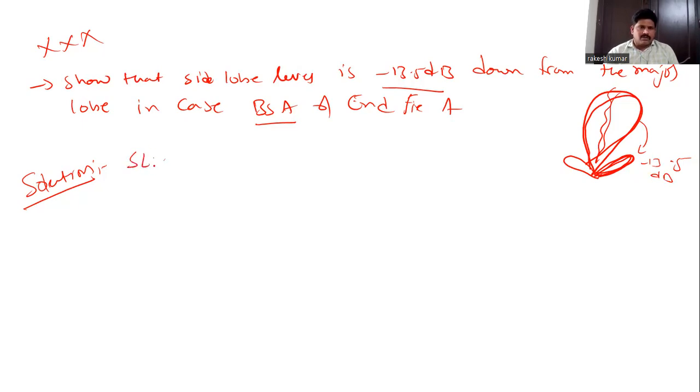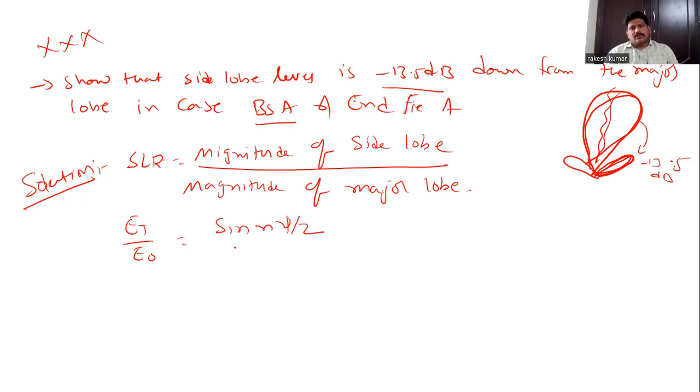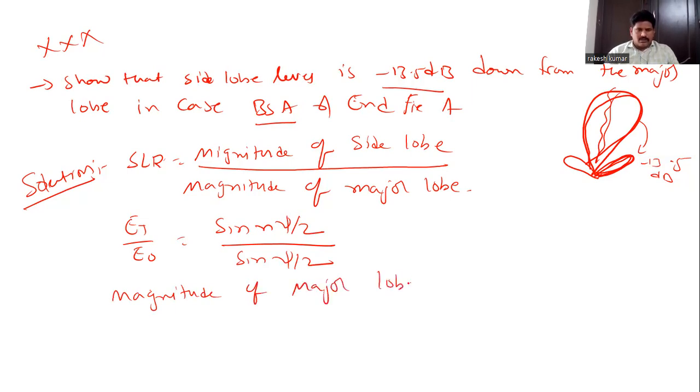What is the formula for the side lobe level ratio? It is the ratio of the magnitude of side lobe to the magnitude of major lobe. Et by E naught for an n element array is equal to sine n psi by 2 by sine psi by 2. So we know the magnitude of major lobe, which we have already derived using Et by E naught.